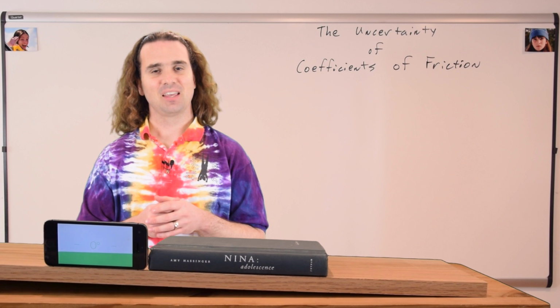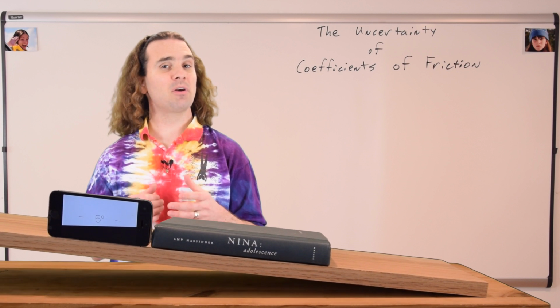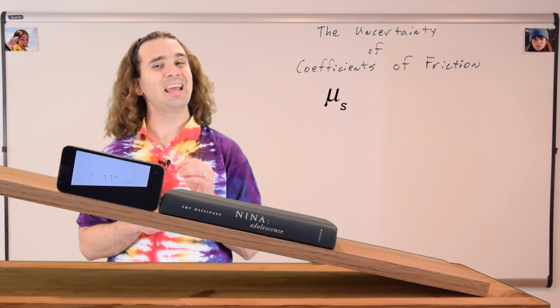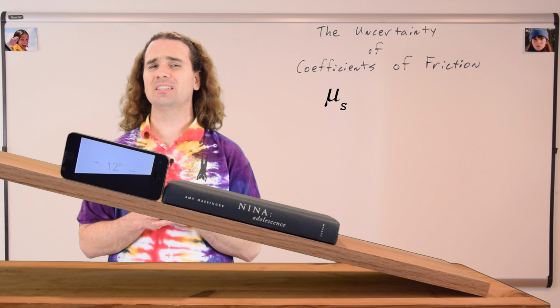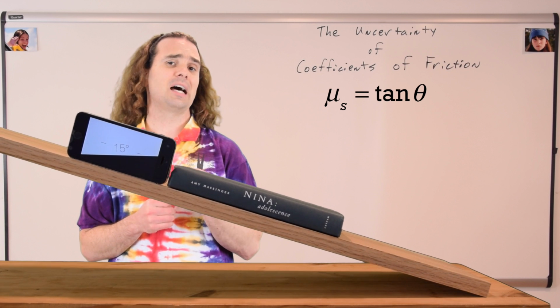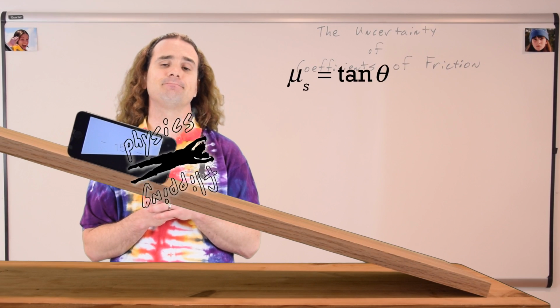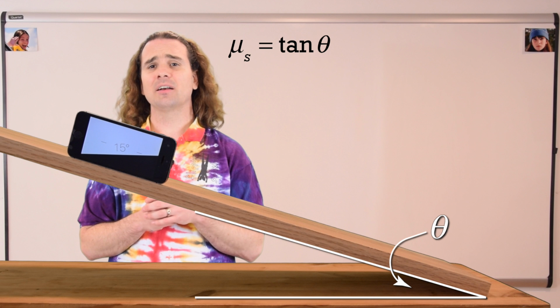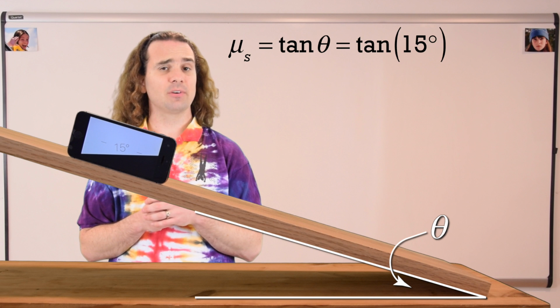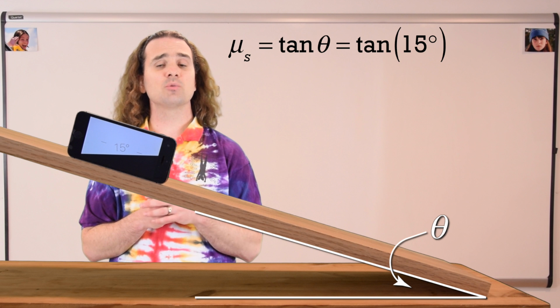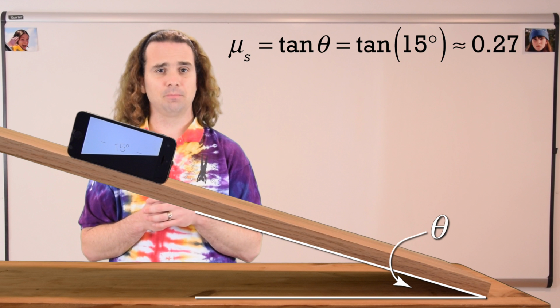Good morning. In our previous lesson, we experimentally determined that the coefficient of static friction between this book and this incline is equal to the tangent of the incline angle right before the book begins to slide. The incline angle shown in the video was 15 degrees, and therefore we determined that the coefficient of static friction was equal to 0.27.